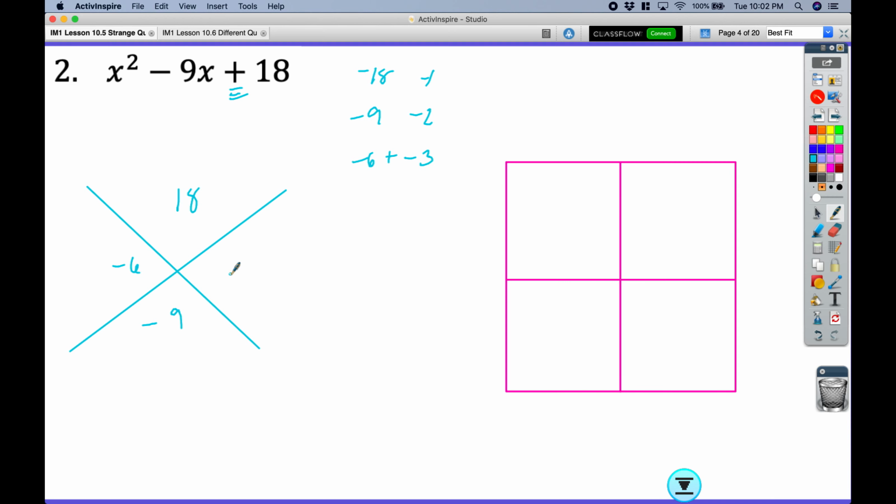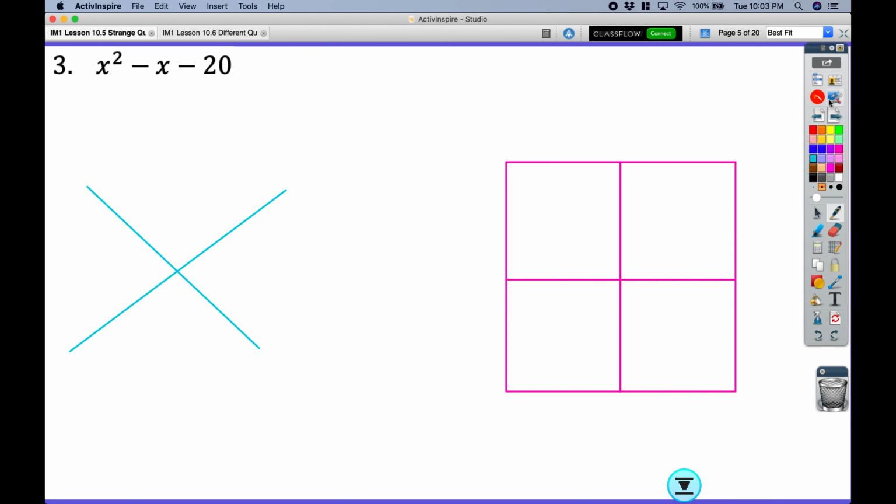So I got negative 6 and negative 3, and we actually don't need to use this little factor box here until I have a coefficient other than 1. So I know my factors here are just x minus 6 and x minus 3. Okay? Alright, next one on the warm-up, I'm looking for numbers that multiply to negative 20, and add to negative 1.